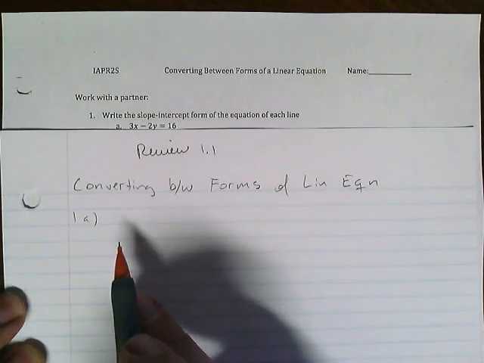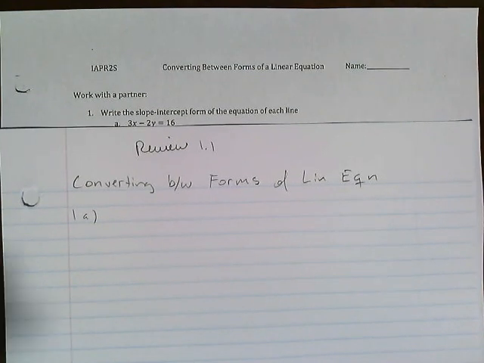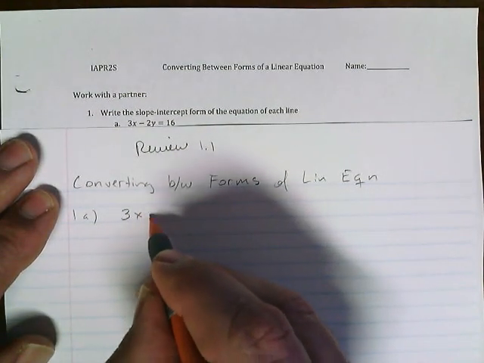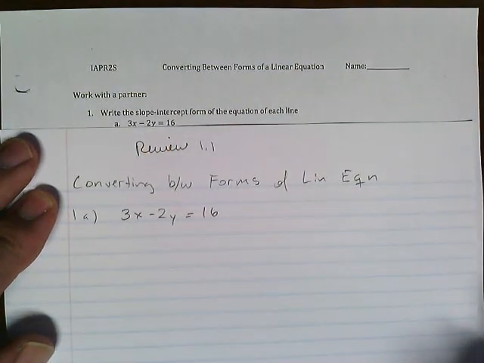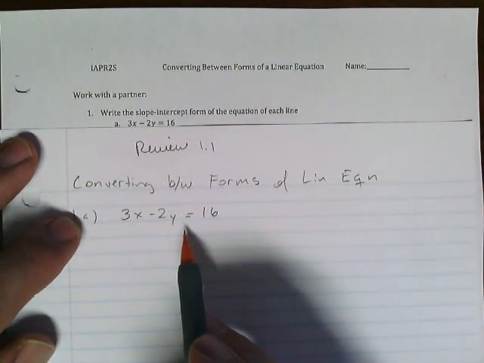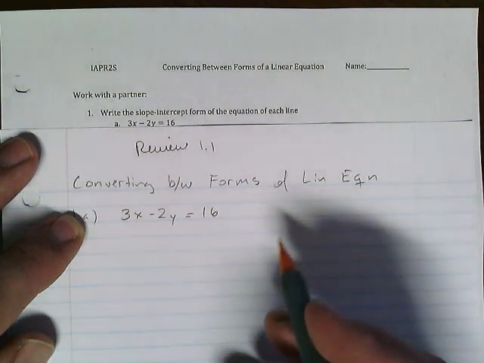All right, so here we go. We're going to write the following in slope-intercept form. So 3x minus 2y equals 16. What form is that right now? Technically, if you remember, this is actually in standard form, not general. But we don't care. We just want to rewrite this into slope-intercept.